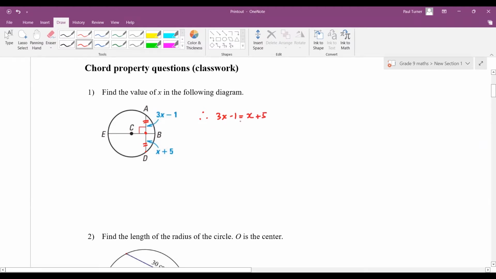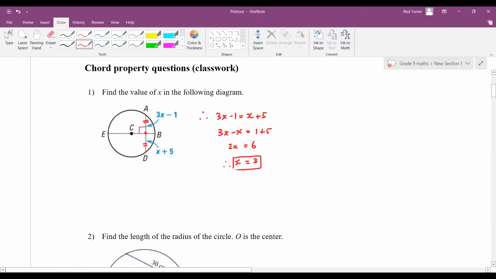So now we just have an equation to solve. So 3x minus x will be equal to 1 plus 5. So 3x minus x is 2x. 1 plus 5 is 6. Therefore, x will be equal to 3.